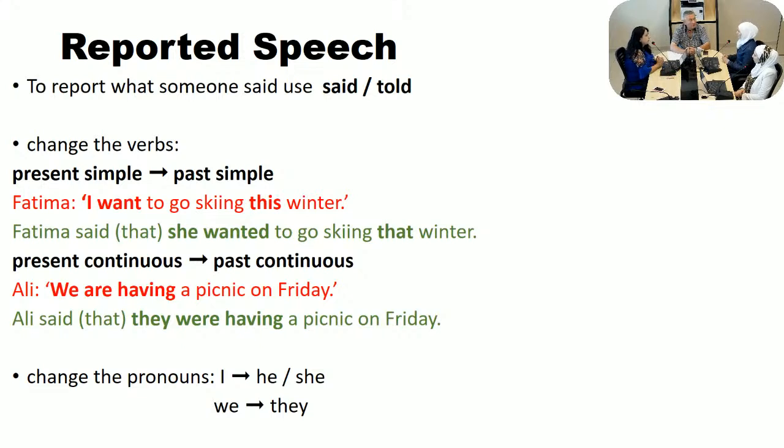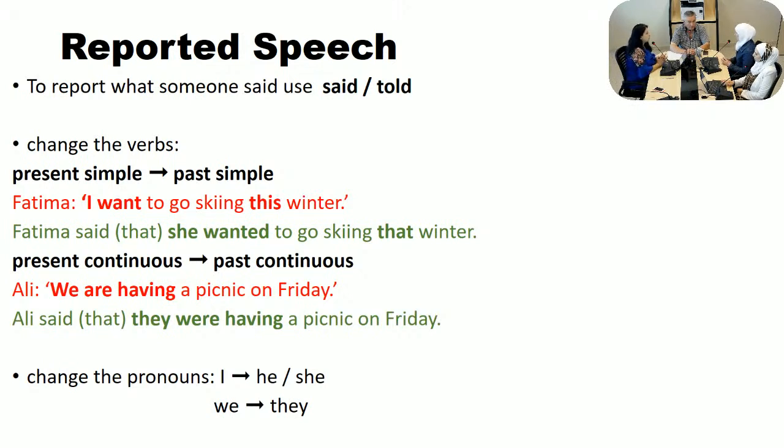Reported speech. When we have reported speech, it means that it's not direct anymore. So when we report what someone said, we use "said" or "told." And we, of course, change the verbs. The present simple becomes past simple. For example, Fatima says, "I want to go skiing this winter." When we report it, we write, "Fatima said that," and here "that" is in brackets, so it means it's optional. It can be added or not.